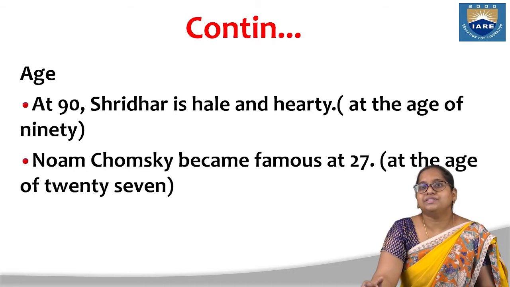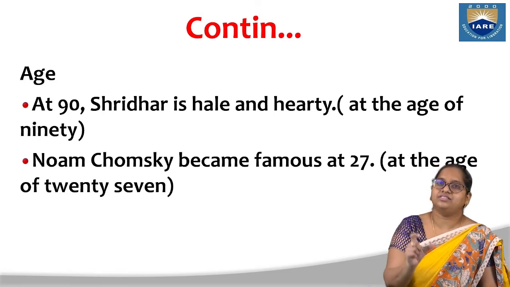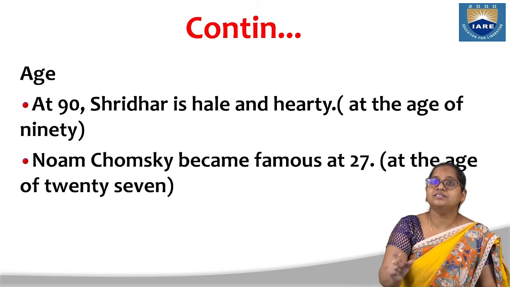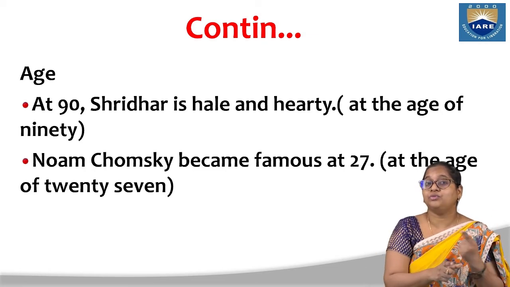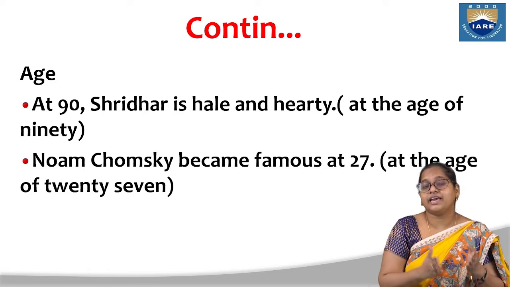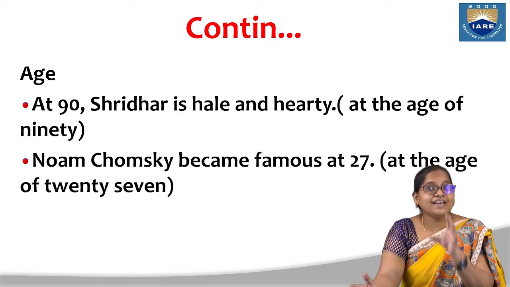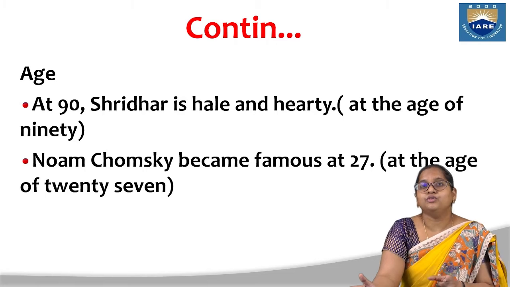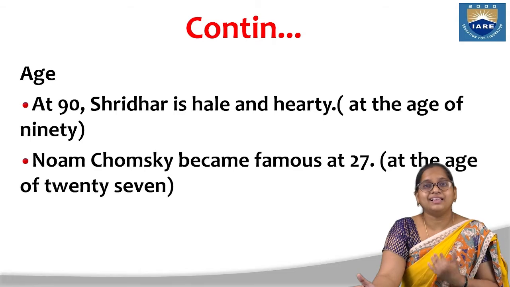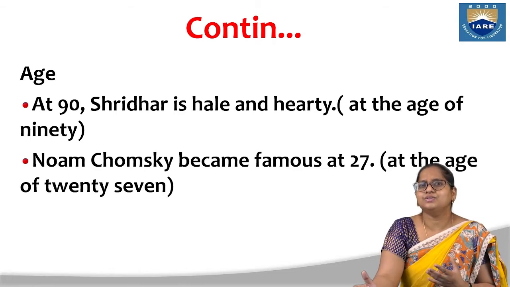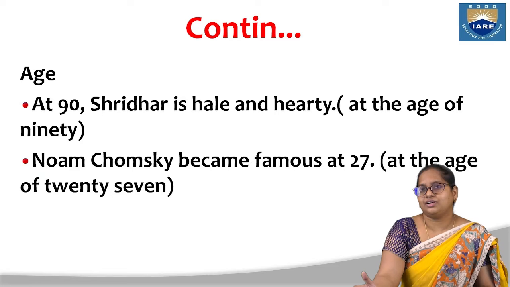Also, when do you use at? You use at when you are referring to age. At 90, Sridhar is hale and hearty. At 90, you are referring to his age. You can use at 40, at 30, at 12, or at 5. You can use this preposition at when you are referring to age. Sridhar is hale and hearty. That means he's very agile and in very good condition.